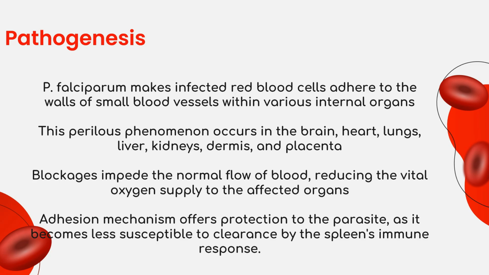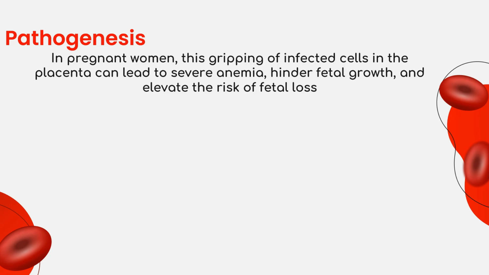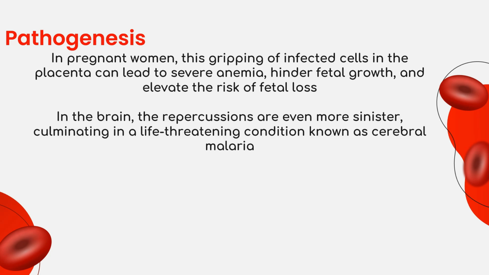Additionally, this adhesion mechanism offers protection to the parasite, as it becomes less susceptible to clearance by the spleen's immune response. In pregnant women, this gripping of infected cells in the placenta can lead to severe anemia, hinder fetal growth, and elevate the risk of fetal loss. In the brain, the repercussions are even more sinister, culminating in a life-threatening condition known as cerebral malaria.